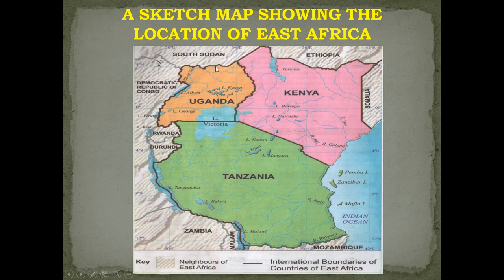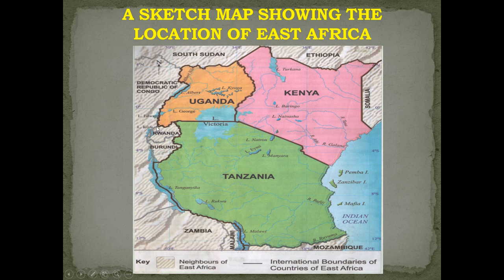So we are saying in the north we have South Sudan and Ethiopia bordering East African countries. Then we have Somalia in the northeast. We have the Indian Ocean to the east of East Africa. We have Mozambique to the south of East Africa. We have Malawi and Zambia to the southwest. We have Burundi, Rwanda, and DRC to the west of East Africa.